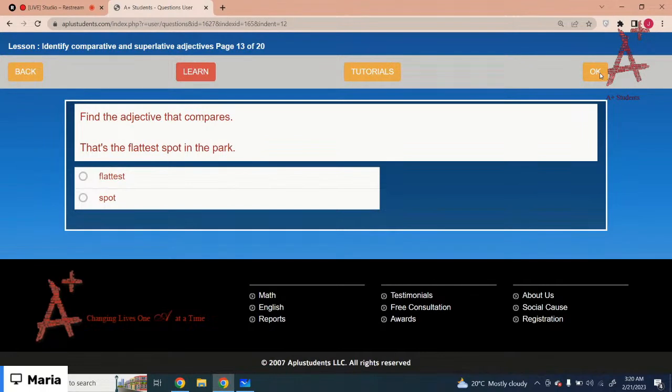Flattest is the correct option. Got it? That is ending with est. So flattest is the correct option.